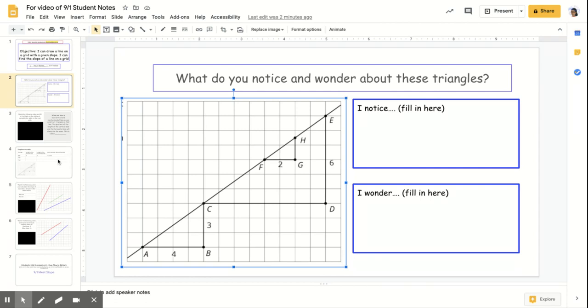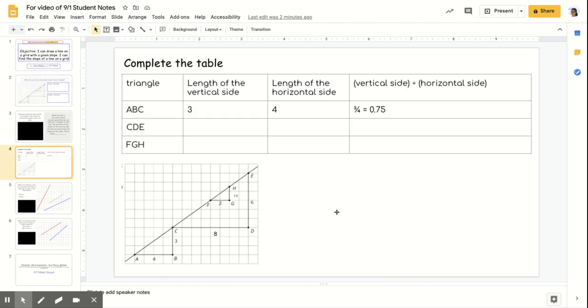So we're going to record information in an organized way in this table to see if we can identify a pattern. So the first one is done for us. We have triangle ABC, that's the middle-sized triangle. The length of its vertical side is 3. We get that right off the triangle. The length of its horizontal side is 4. We get that right off the triangle.